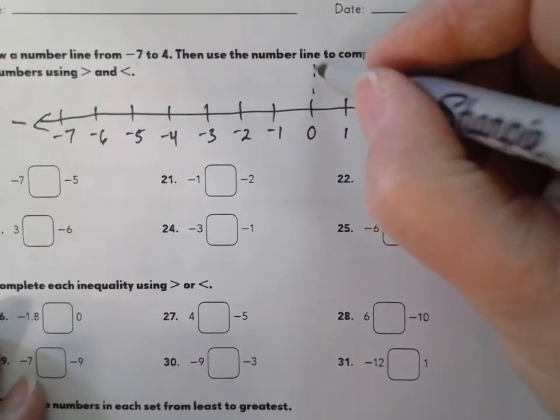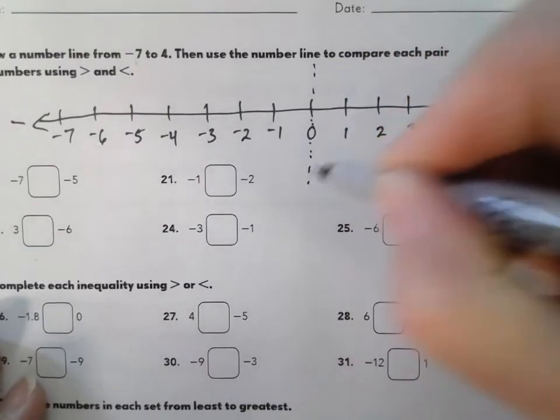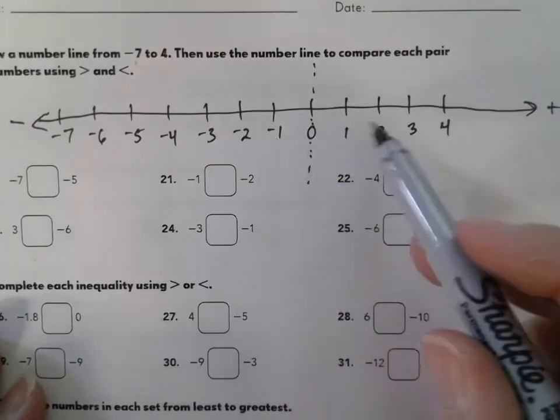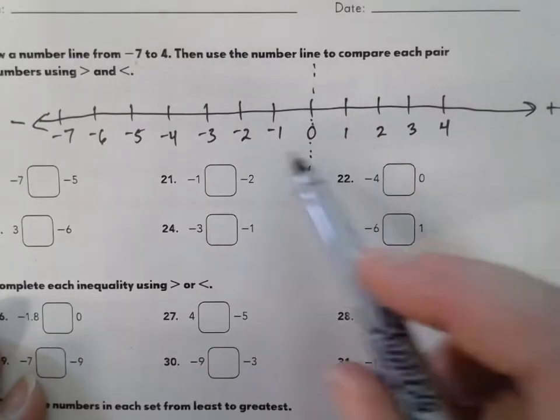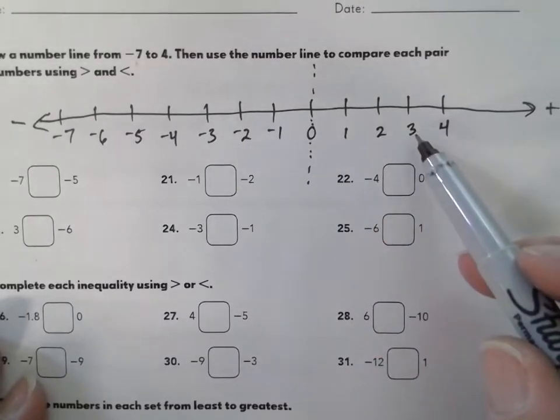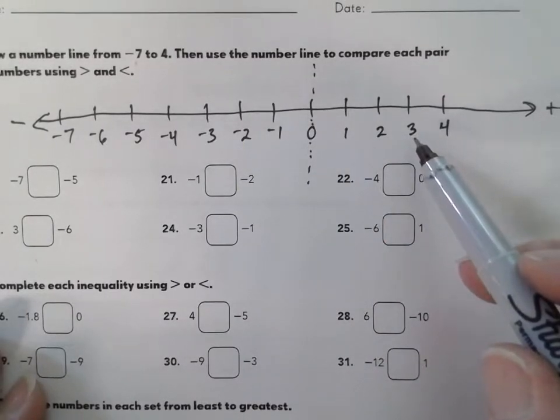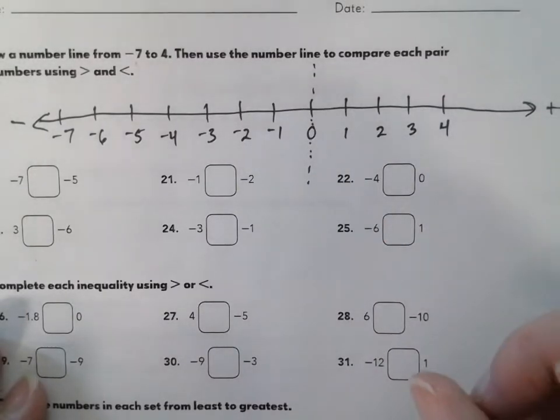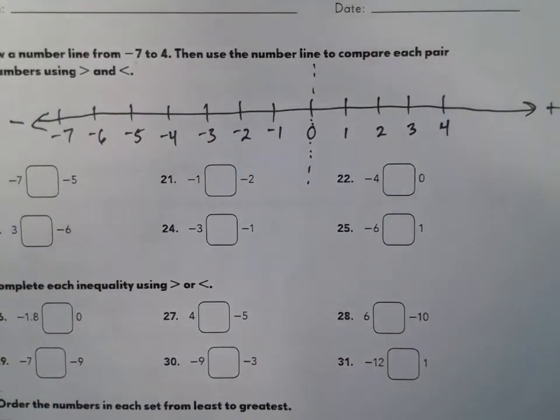If I were to fold this number line smack dab down the middle of 0, my -1 and my +1 should line up. My -2 and my +2 would line up. My -3 and my +3 would line up. These opposites really are the same distance away from 0, aren't they? It kind of helps me to make sure that my numbers are in the right order.